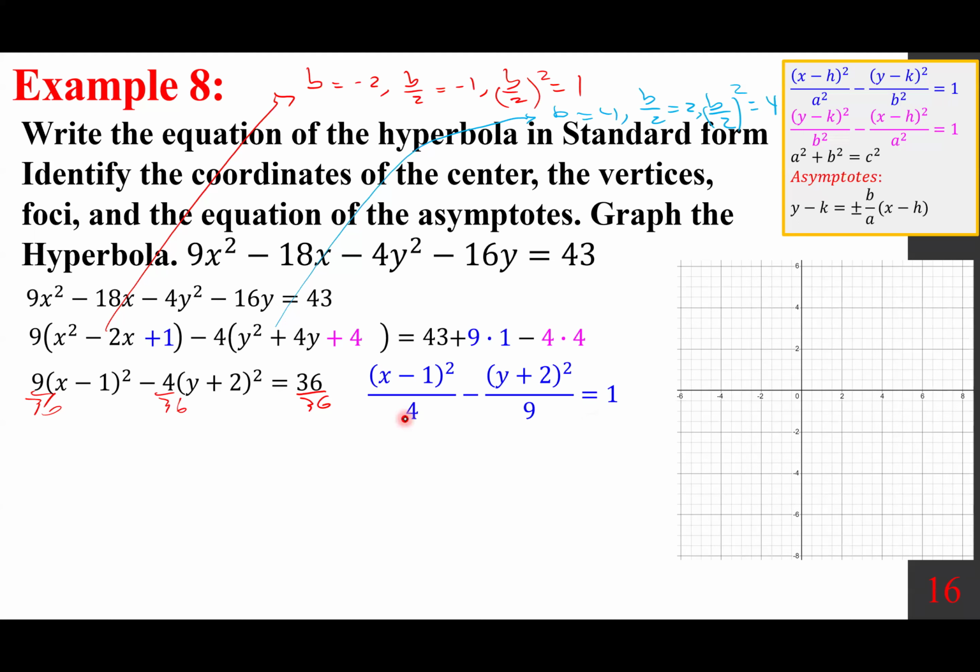So first and foremost, a squared is 4, b squared is 9, which makes a 2, b 3. And because the coefficient of x is positive, it is along or parallel to the x-axis in essence. So the center is located at positive 1, negative 2. Please understand how this negative means positive 1 here. The vertices use the a, so we are going to add and subtract 2 from the x coordinate. From the center, we go a units to the right, a units to the left. When we go 2 units to the right, this becomes 3, to the left becomes negative 1.